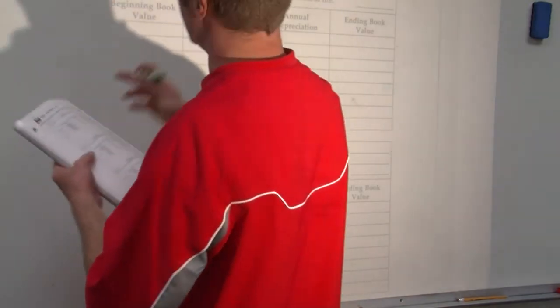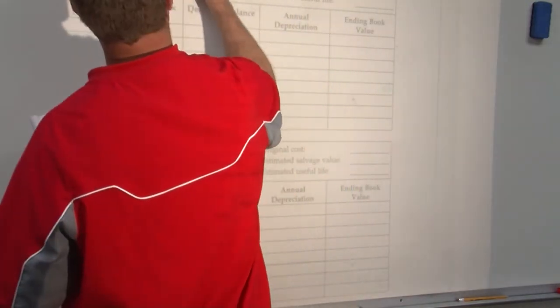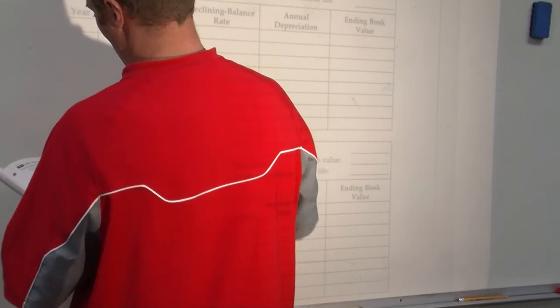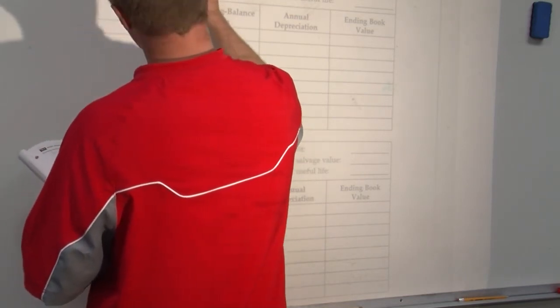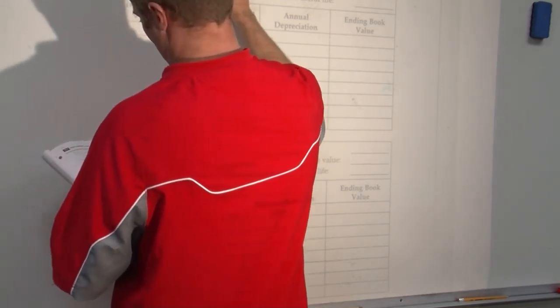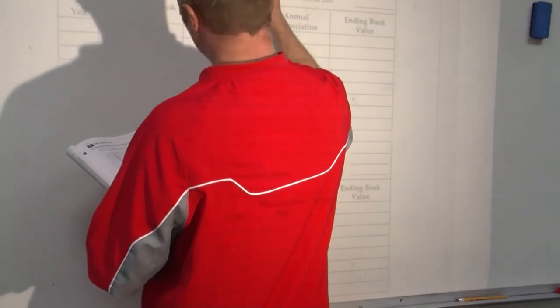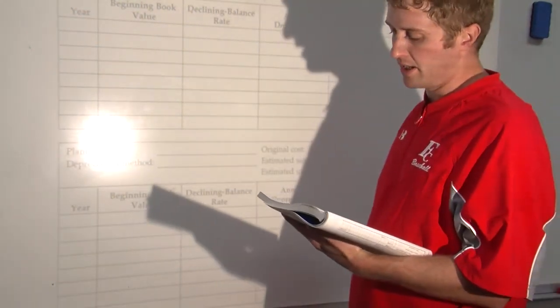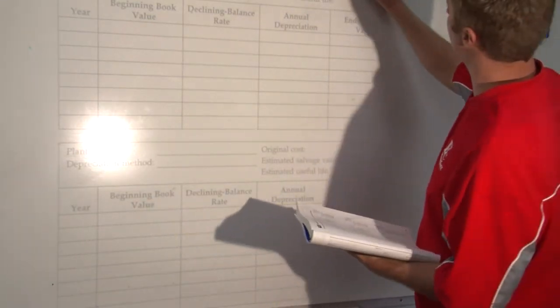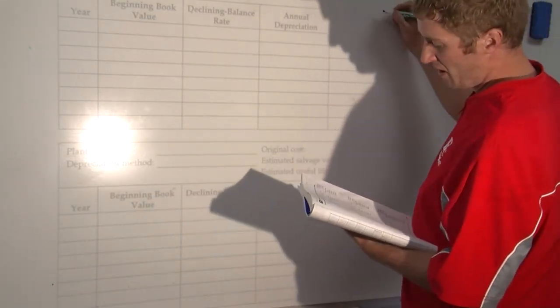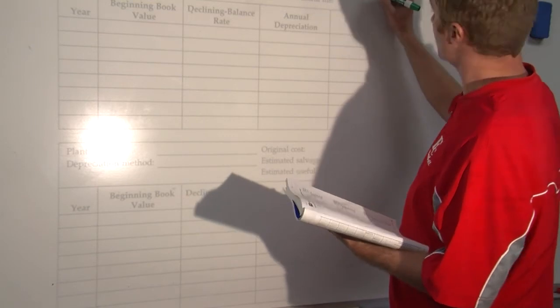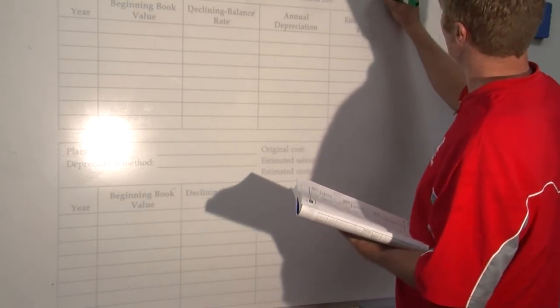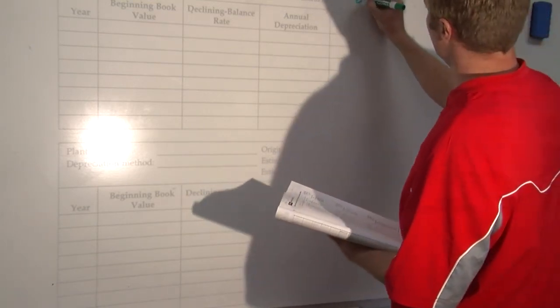Okay, so our plan asset is a truck. Our depreciation method is double declining. It's actually called double declining balance. I abbreviated it there. The original cost is $22,000. The salvage value was $2,200. Okay, and estimated useful life is 4 years.